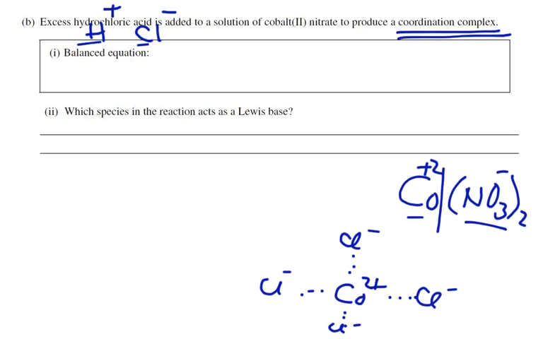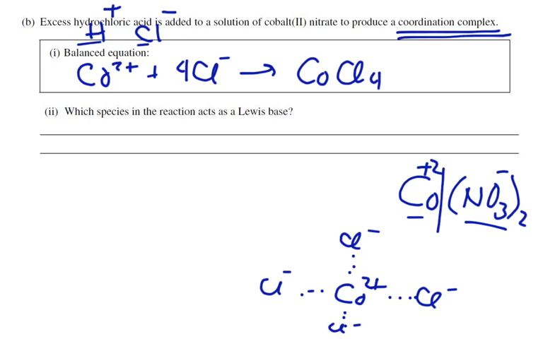So the actual reaction is going to be cobalt 2+ plus 4 chlorides turn into CoCl4, and we have 1, 2, 3, 4 minus and 2 plus. So we have minus, minus, minus, and minus, and 2 plus. So this whole thing is going to be 2 minus. So that's going to be our reaction.